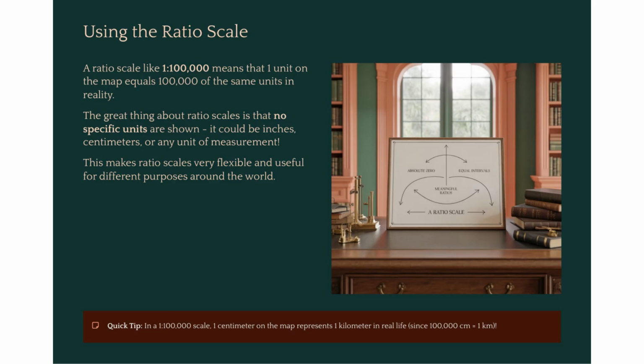The ratio scale looks a bit more complicated, but it's very useful for consistency. A scale of 1 to 100,000 means 1 unit of measurement on the map represents 100,000 of the same units in reality. The great thing about the ratio scale is that it works no matter where you are in the world. If you're using inches, it's 1 inch to 100,000 inches. If you use centimeters, it's 1 centimeter to 100,000 centimeters. You don't have to worry about converting between different types of units.